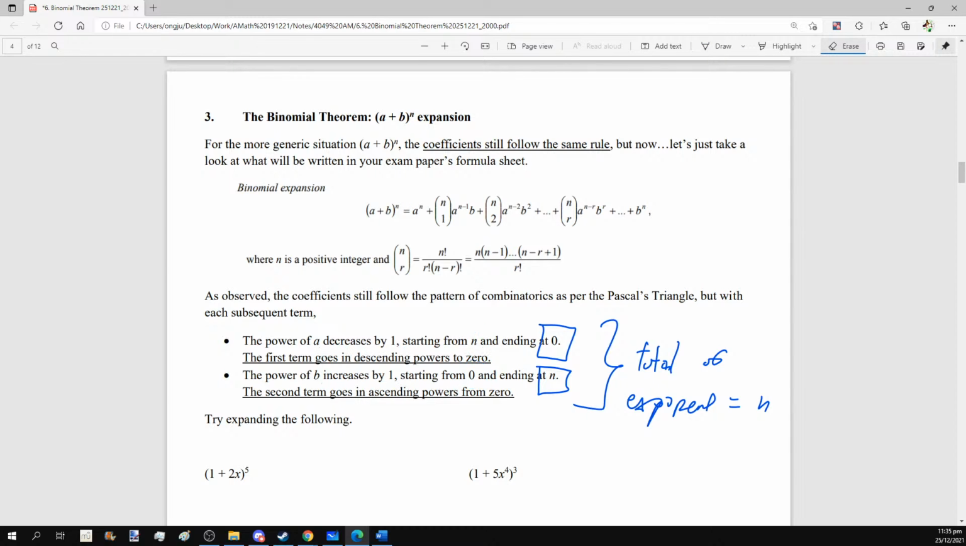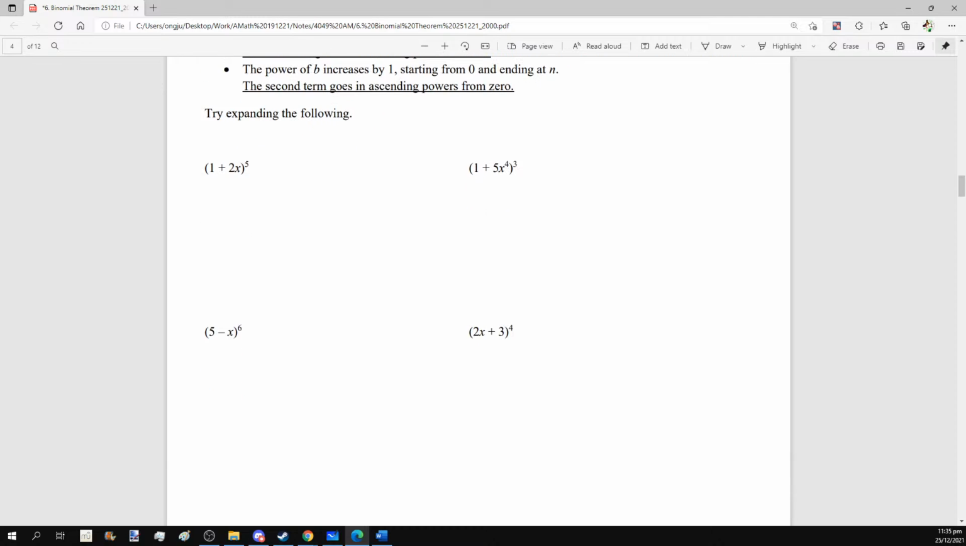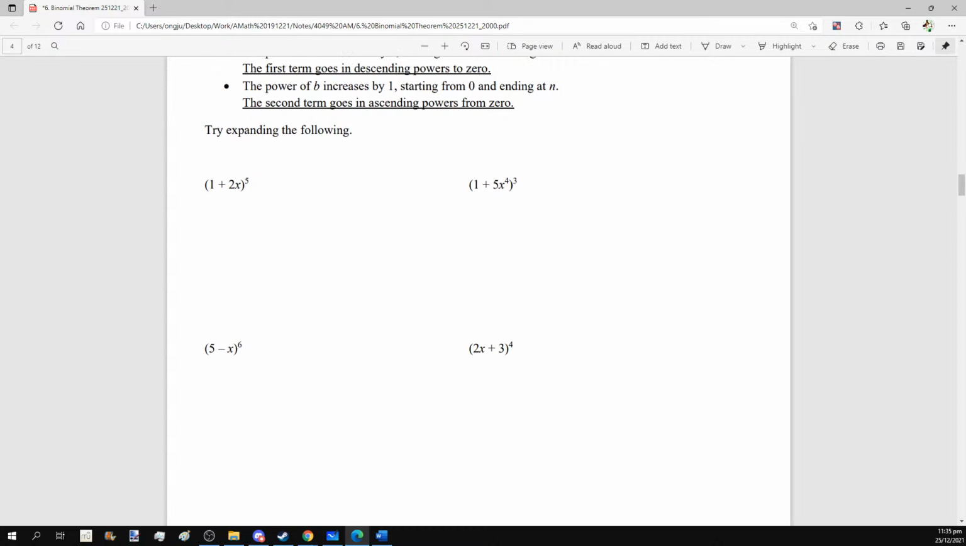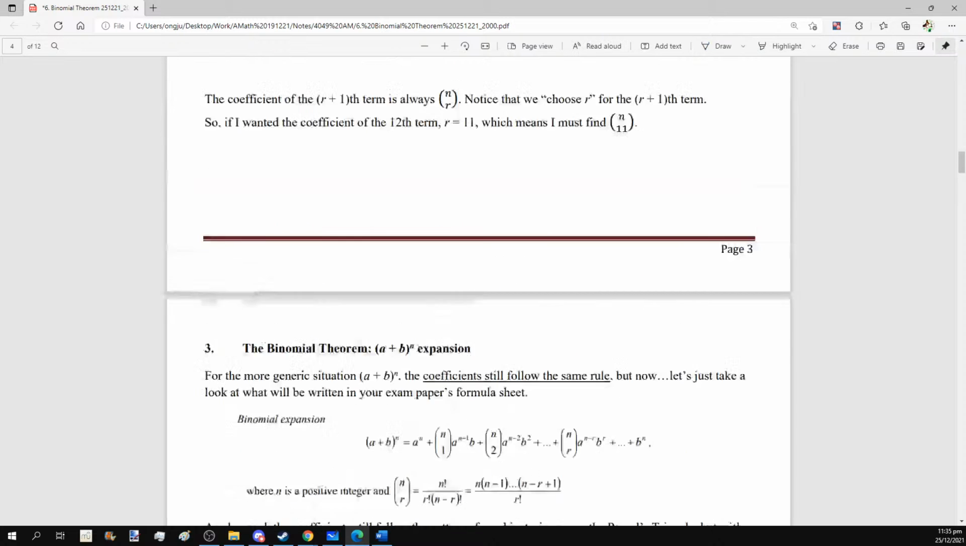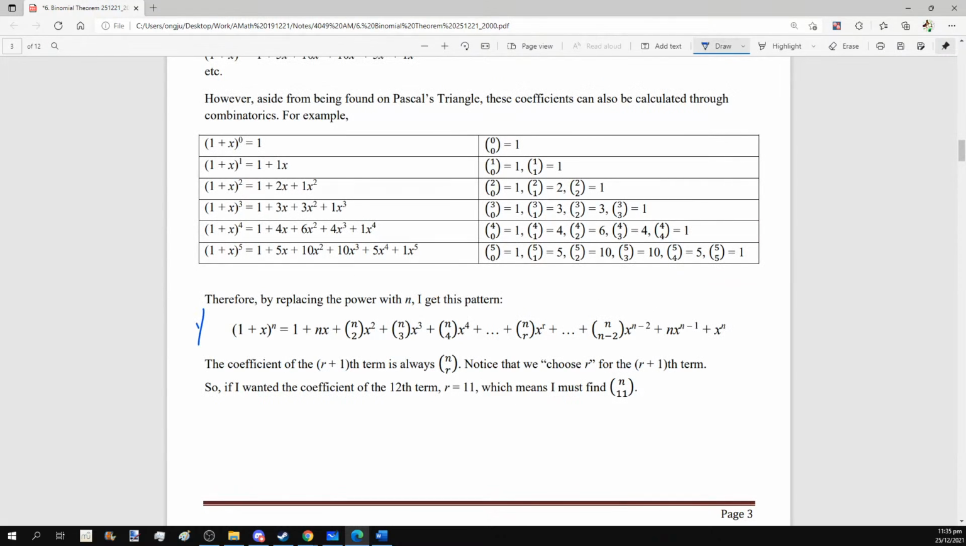Right, so let's not waste too much time staring at the formula. It might be better for us to get our hands dirty with some exercises. So let's take a look at the first exercise. For example, we have (1 + 2x) to the power of 5. In this case, clearly a is 1, b is 2x. And because a is 1, we can actually use this simplified formula, right?